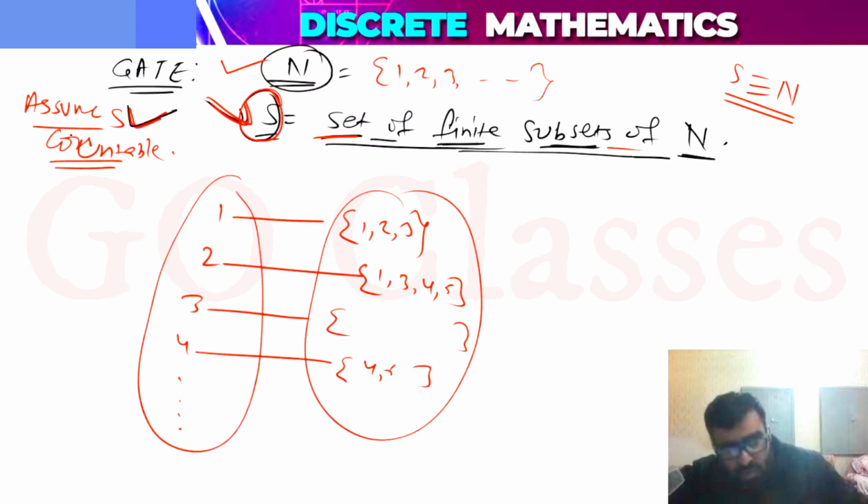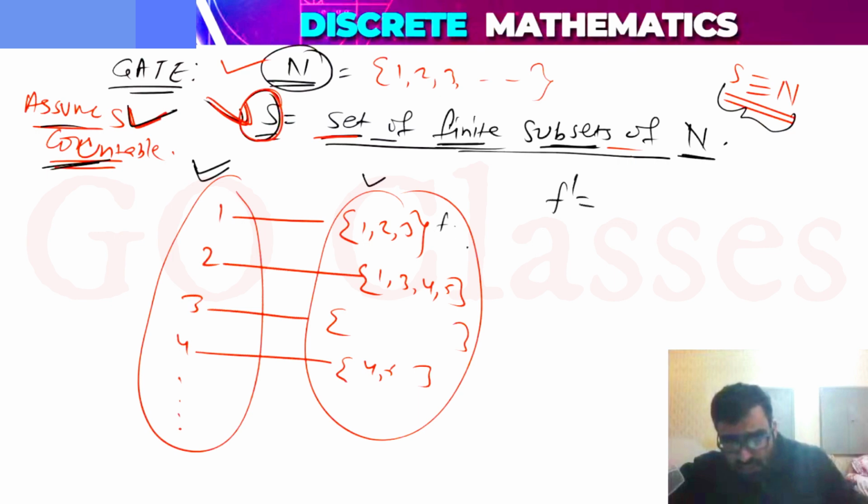So what I did, I assumed that S is countable. If S is countable, then S has a one-to-one correspondence with the set of natural numbers. Let's assume this is the one-to-one correspondence. I don't know what that one-to-one correspondence is, but let me assume this is it. Now, again, the same method I will do. I will create a new element F dash.